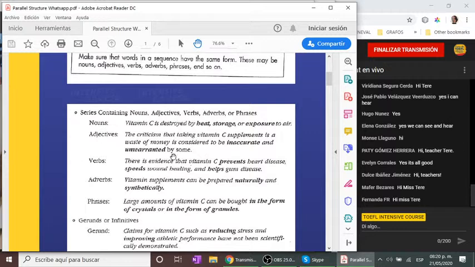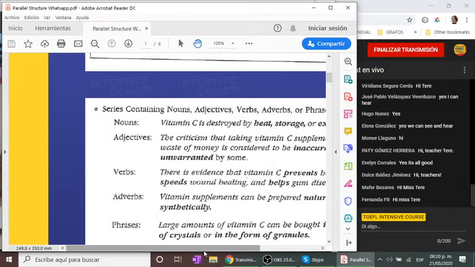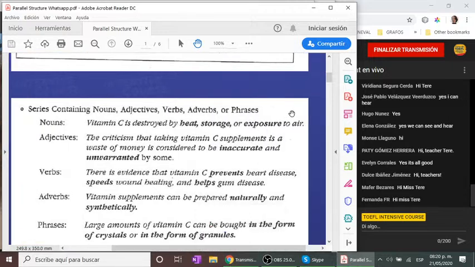Entonces, Tere, could you help us reading this list of examples, please? Okay, we're going to read these series containing nouns, adjectives, verbs, adverbs, or phrases. So nouns, here we go. Vitamin C is destroyed by heat, storage, or exposure to air. Now, adjectives. The criticism that taking vitamin C supplements is a waste of money is considered to be inaccurate and unwarranted by some.